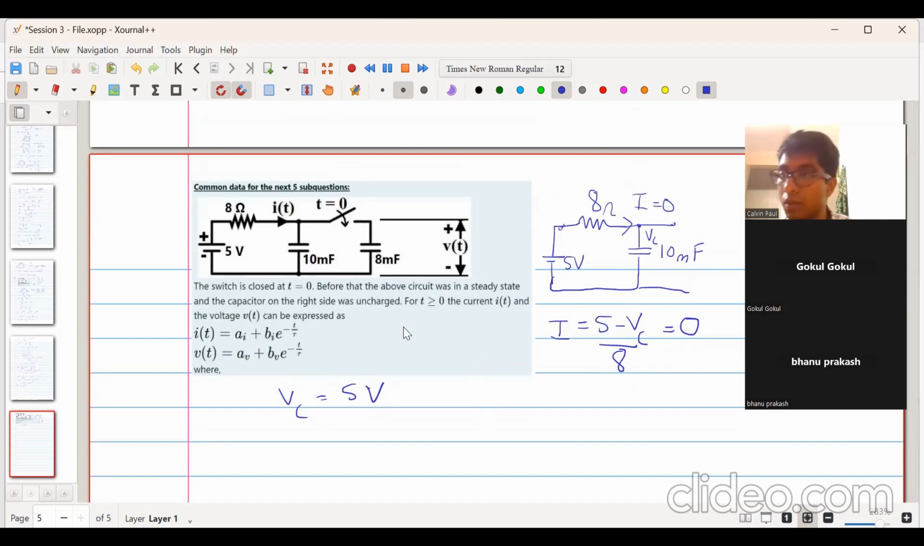Now what is the charge stored on this 10 millifarad capacitor? What is the formula for charge stored in a capacitor? Q is equal to C into V, sir. Okay, Q is equal to C into V.